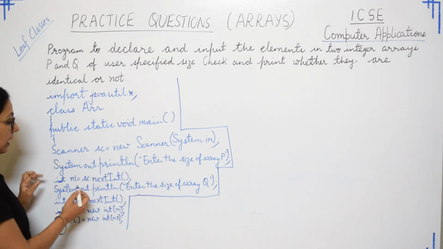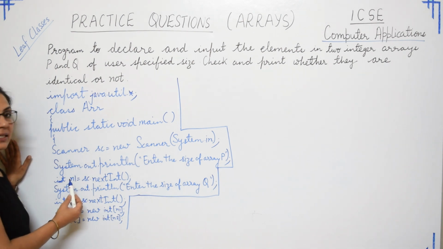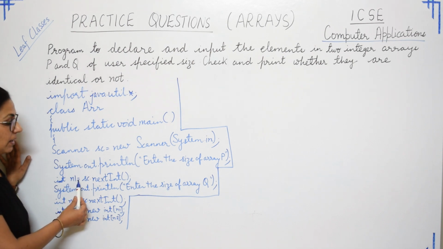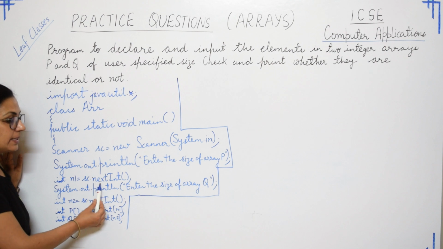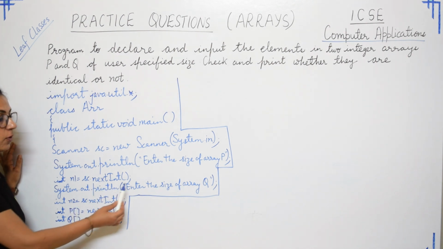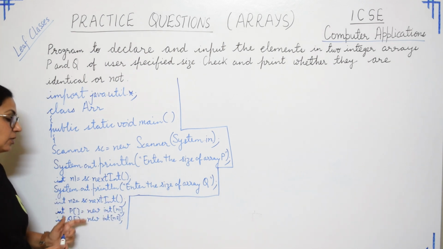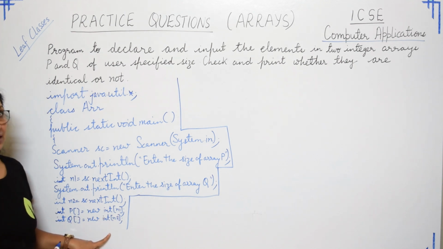Enter size of the array P in the N1 variable. Size will always be an integer. It can be 1, 2, 5, 10. So I have taken one int variable for size of array P. int N1 equals sc.nextInt. And similarly N2 is for the size of array Q. And then we have declared the two arrays P and Q of size N1 and N2.